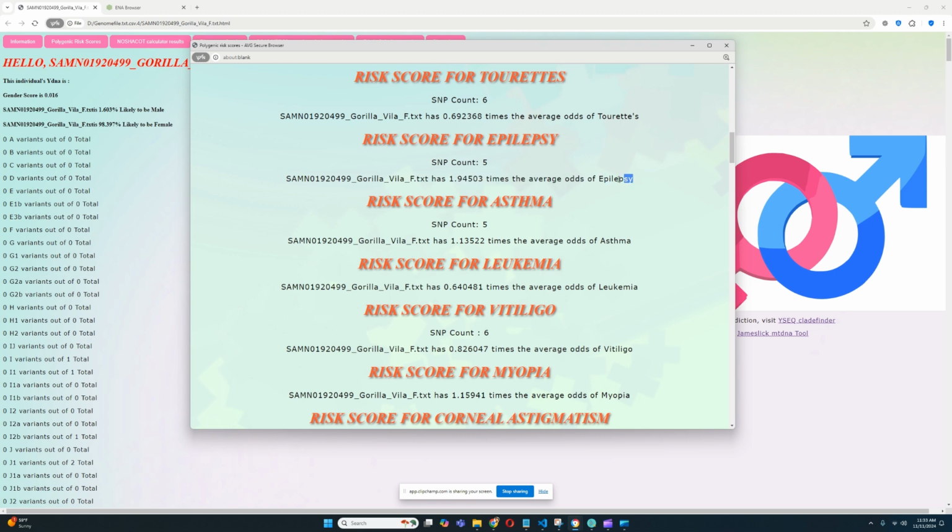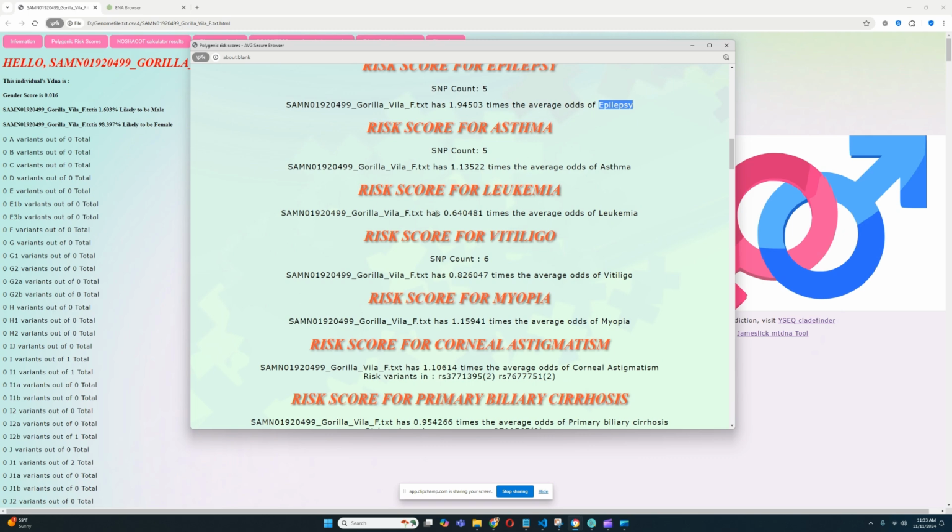Wow, that's very interesting. But epilepsy is also one of those black-dominated conditions where it's much more frequent in blacks than other ethnicities. So her predisposition to epilepsy might also have something to do with her ethnic tendencies.